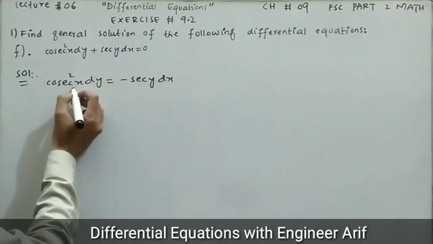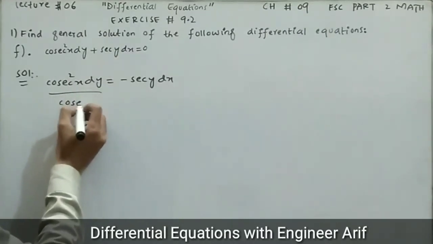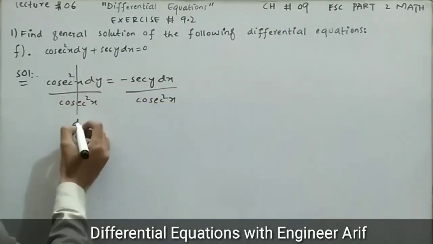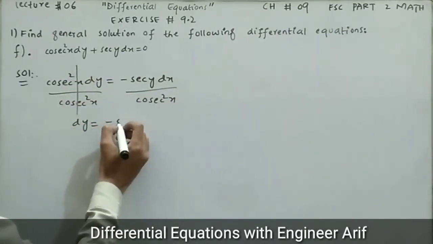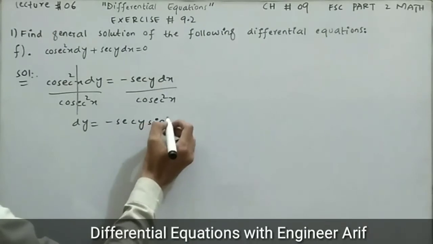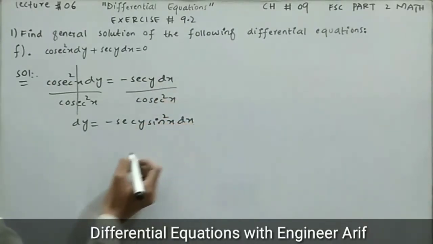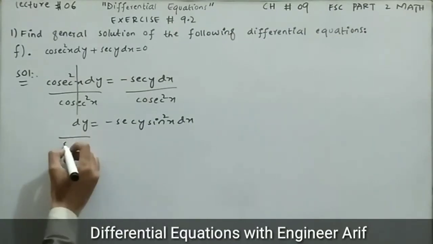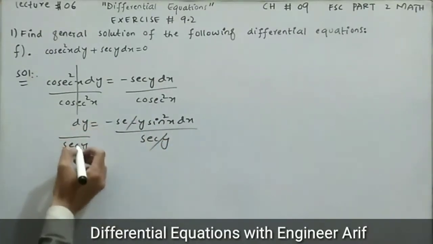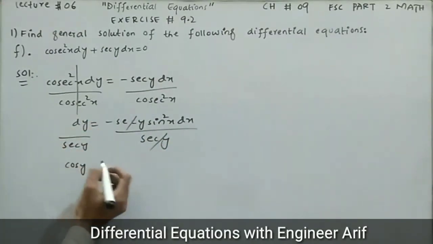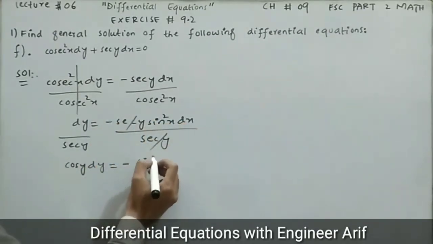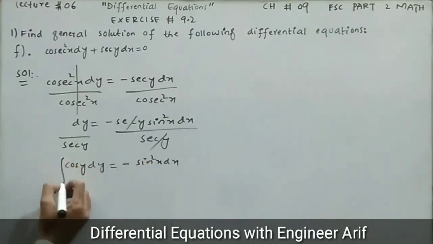So shift this cosecant square x on the right hand side. How? I will divide both sides with cosecant square x. So on this side I am left with dy, and on this side I am left with minus secant y into 1 over cosecant square x, which is actually sine square x because these are reciprocals, and I am left with dx. Shift secant y on the right hand side, so I will divide both sides with secant y. On this side they are cancelled with each other. Over here 1 over secant y is actually cos of y because secant and cos are reciprocals. So over here I am left with negative sine square x into dx, taking integral on both sides.